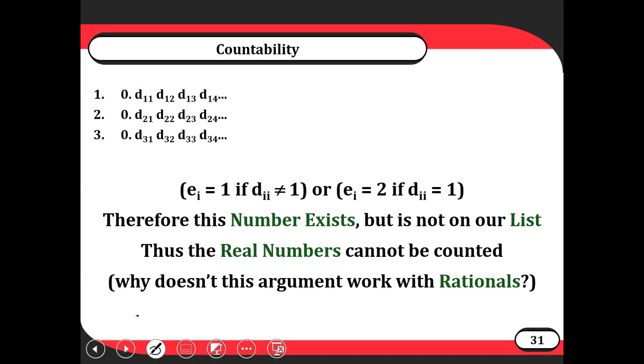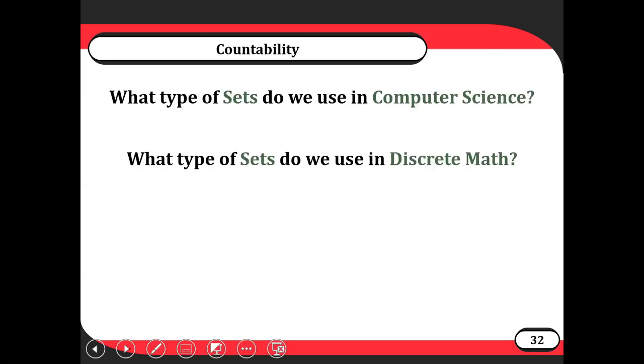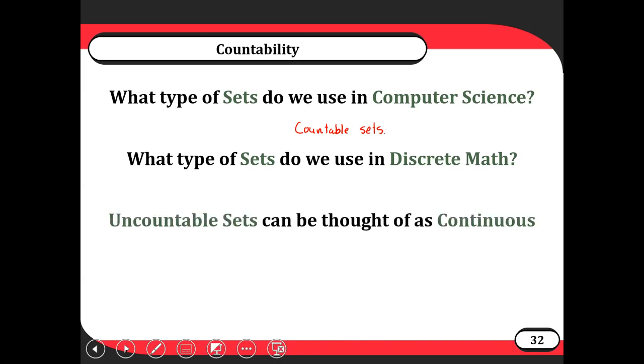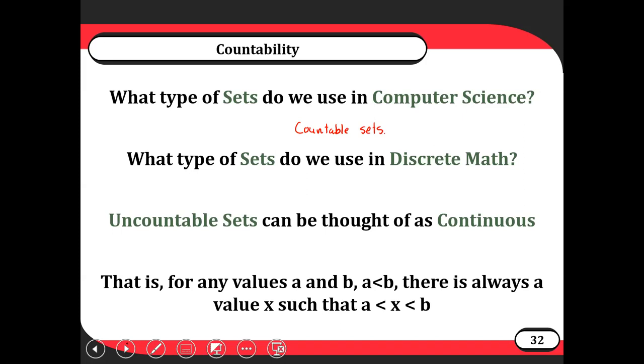All right. And so what types of sets do we use in computer science? What types of sets do we use in discrete math? So I already went over this a few times. These are all countable sets, because as I said, this is the foundation of discrete math. And uncountable sets can be thought of as continuous. And when we say continuous, we mean that if we choose any two values A and B with A less than B, there is always a value X in between them. That's continuous if we're talking about continuous functions, and if we're talking about numbers, those are irrational numbers. So they have an infinite number of decimal places, so to speak. All right.